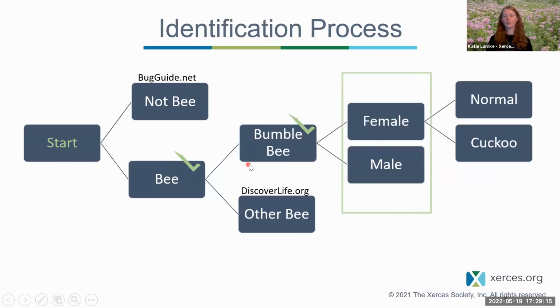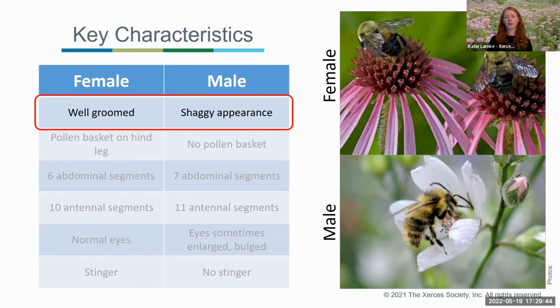Okay, so now we've got ourselves a bumblebee. Now we need to figure out if it's male or female, because the keys that we're providing you with are for female bumblebees. And that's because the survey time that we're out between June and September, most of the time you're going to be encountering female bumblebees, because male bumblebees are not reared until the end of the season. So in September, you could come across some male bumblebees, but most of the time we're going to be handling female bumblebees. So to tell the difference between those, females are usually a little bit more well-groomed, and the males tend to have a shaggier appearance, a little bit unkempt.